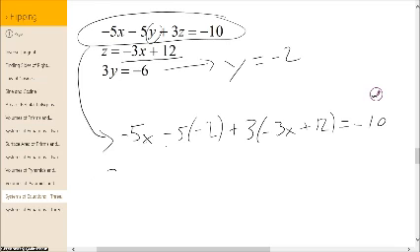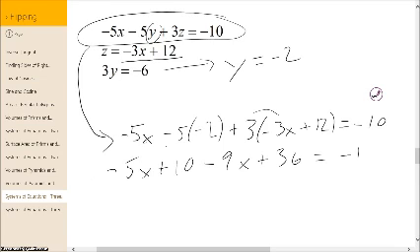So let's simplify this out a little bit. We kind of have a bit of a mess going on here. This is negative 5 times negative 2. We'll actually make this plus 10. And then 3 times negative 3x, so that would be minus 9x. 3 times 12, that would be plus 36. Equals negative 10. Combine like terms. We've got a negative 5x and negative 9x. That makes it negative 14x, positive 10, positive 36, so this is plus 46 equals negative 10.